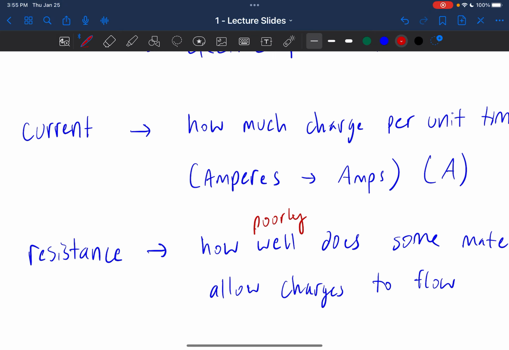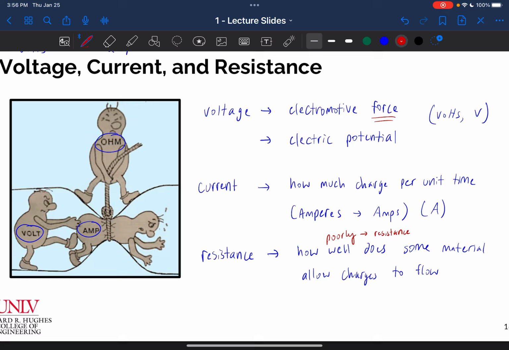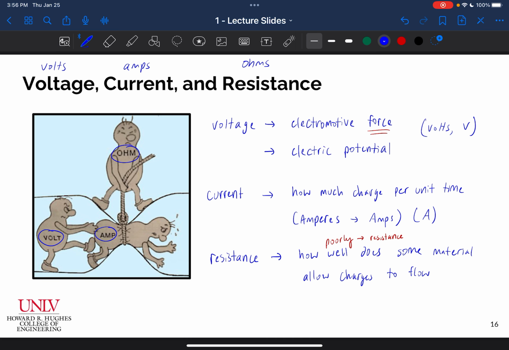Really what poorly would be the resistance, and how well does some material allow charges to flow would be the conductance. These things are inversely related. The resistance is 1 over the conductance. The conductance is 1 over the resistance. You've heard of a conductor before. You've heard of things that are good conductors of heat, things that are good conductors of electricity. If something is a good conductor, that means that it's very conductive.